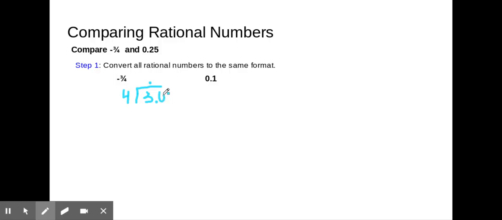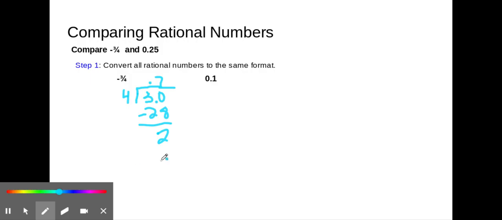So I have, how many times does 4 go into 30? 4 goes into 30 7 times. 7 times 4 equals 28. So I'm going to need to subtract 28 from 30, and that equals 2. So then I'm going to need to bring down another 0. So I'll bring it on down.